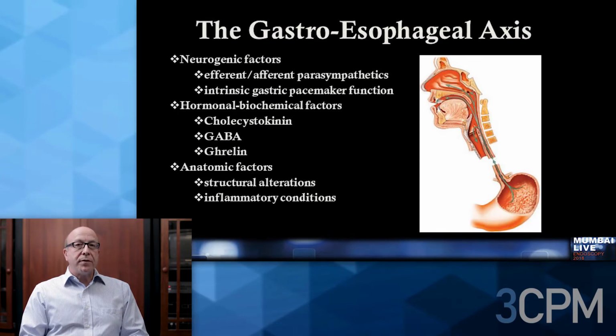There are a number of different factors when we talk about the esophageal gastric axis. There are neurogenic factors, such as the efferent and afferent parasympathetics, typically of the vagus nerve, as well as intrinsic gastric pacemaker function. There are also hormonal and biochemical factors, and there we're talking about the body generating things like cholecystokinin or gamma-aminobutyric acid or ghrelin, all of which have feedback loops that also affect motility.